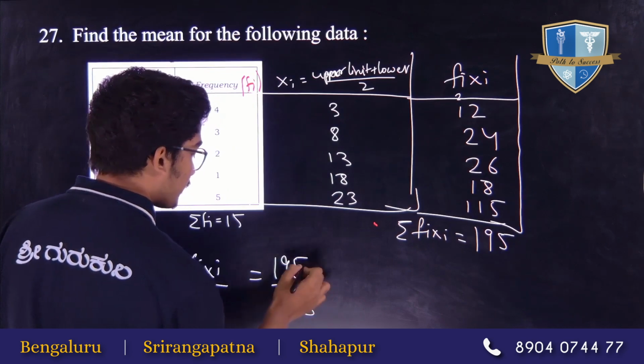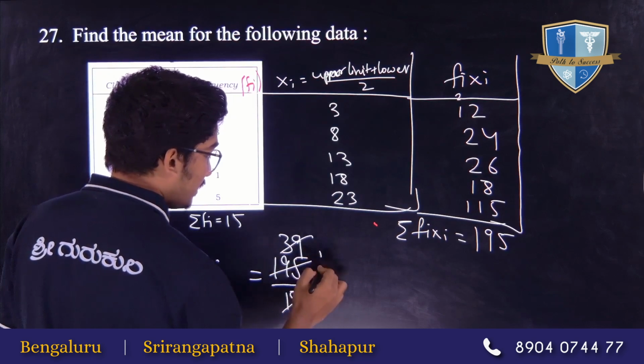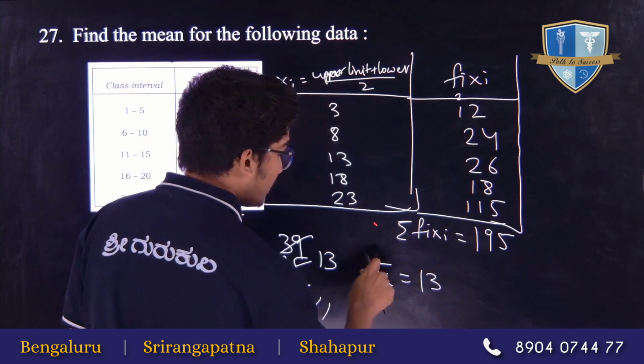5 threes are 15, 3 ones are 3, and 3 thirteens are 39. So our x bar will be 13. 13 is our correct answer.